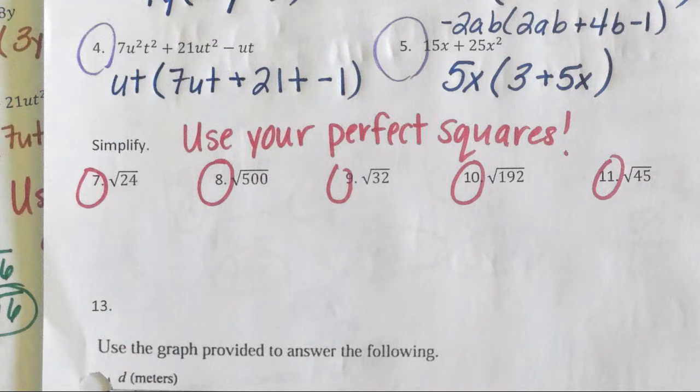Perfect squares, you're supposed to simplify these radicals. I do not want a decimal. I want you to take a perfect square times some number, and we're going to break it down further.